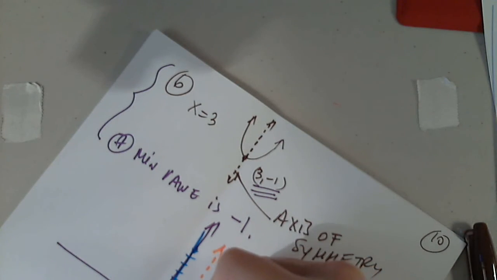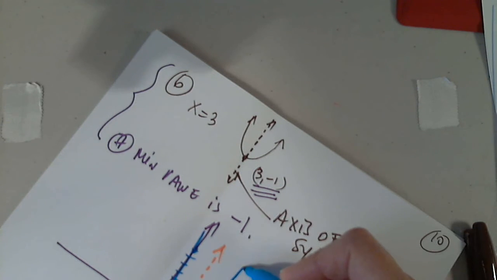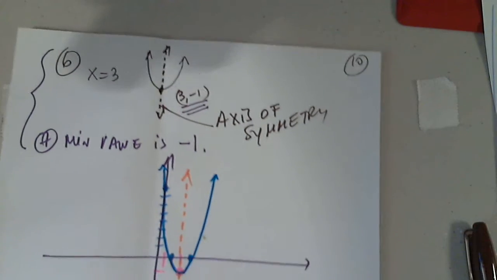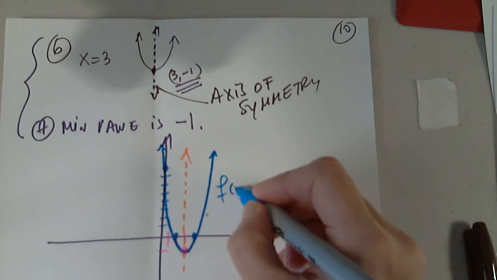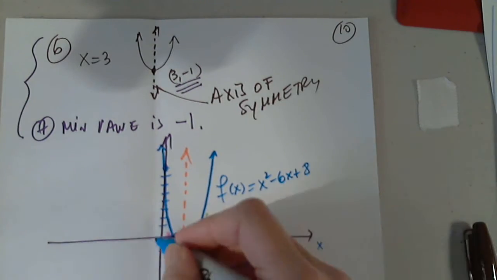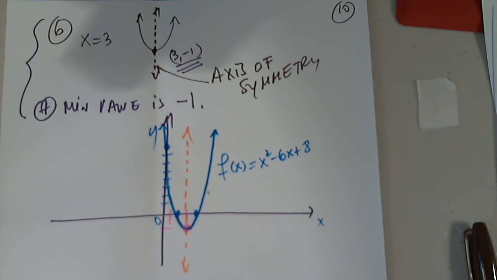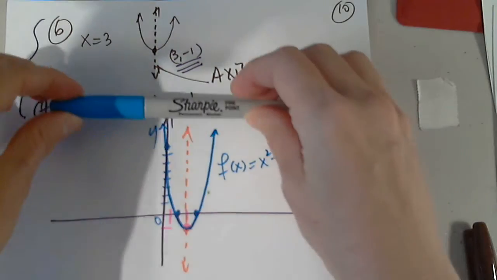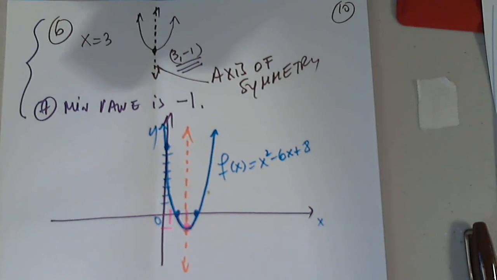Not too acute at the vertex. So this is the graph of f of x equals x squared minus 6x plus 8. And as you see, of course, the range is negative 1 to infinity. Any questions?